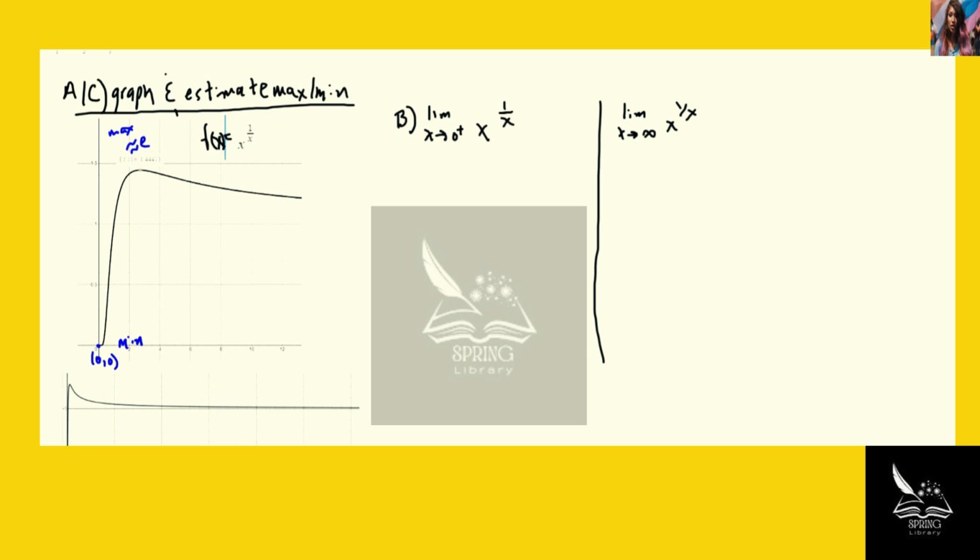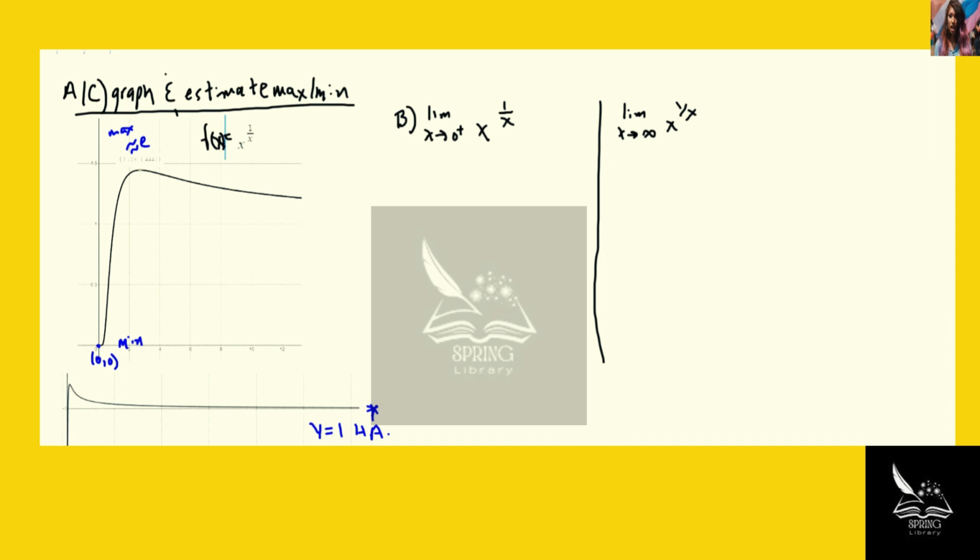Now, the reason why I had these two different viewing windows is because in part B, we want to explain the behavior for each of those limits. On the right of 0, we want to show that it's going to approach 0. And as x approaches infinity, if we look at this second graph here, it looks like it's getting really close to y is equal to 1. So we would expect that y is equal to 1 is a horizontal asymptote.